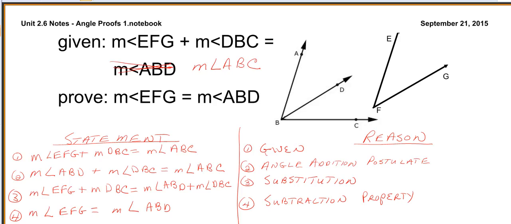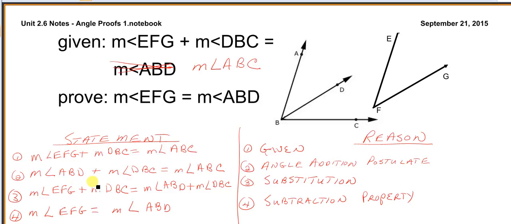So let's do a couple proofs. The first thing we have here is, take a look at these angles, and it says that the measure of angle EFG, so that's this angle EFG, plus the measure of angle DBC are equal to the measure of angle ABC, and there was a mistake made in the notes. So notice there's no right angles, and that they're not showing that there's a bisector, so this would be an angle addition kind of problem. So the first thing I'm going to do is I'm going to restate the given, and I did that.